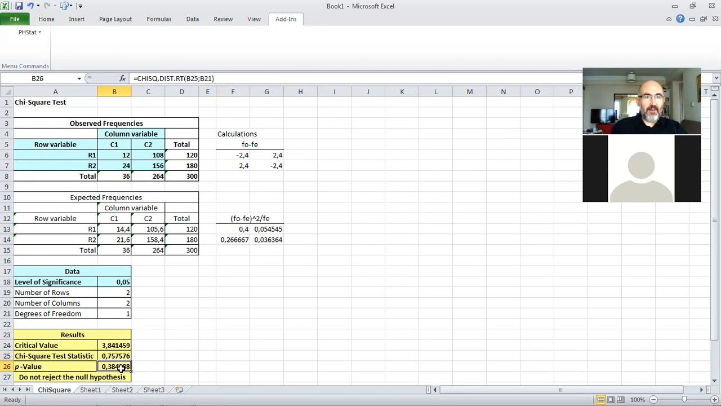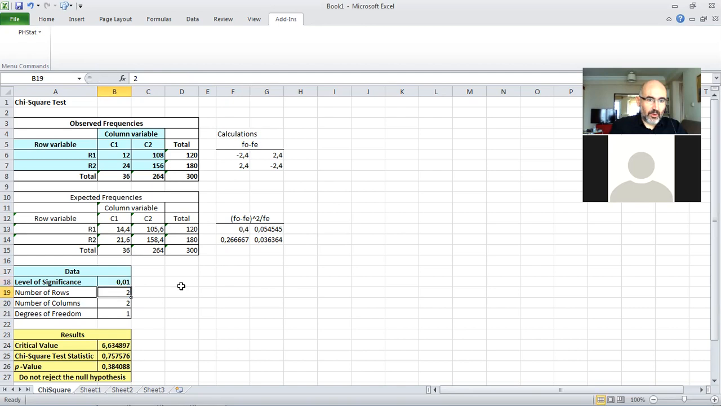The p-value is found by CHISQ.DIST using the chi-square statistic and degrees of freedom. Okay, degrees of freedom is also here, calculated by a formula. And that is the number of columns and number of rows given here. So you can find different degrees of freedom by changing them. Okay, so level of significance, this is already given, so we can change it.